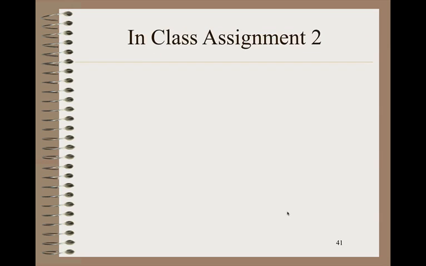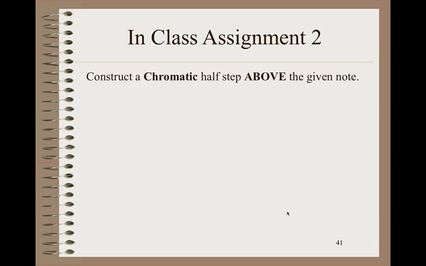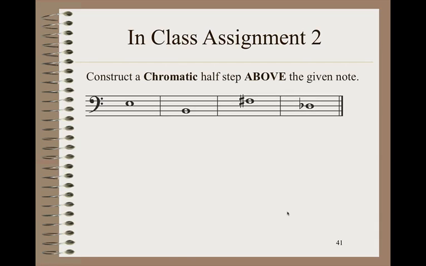Okay, here's another in-class assignment for you to work through. I want you to construct a chromatic half step above the given note. So the given note here is an E. I want you to construct a half step above that E. And then look here, chromatic is a B, and again remember chromatic is the same note. So take a couple of minutes and complete that. You might have to pause the tape here.